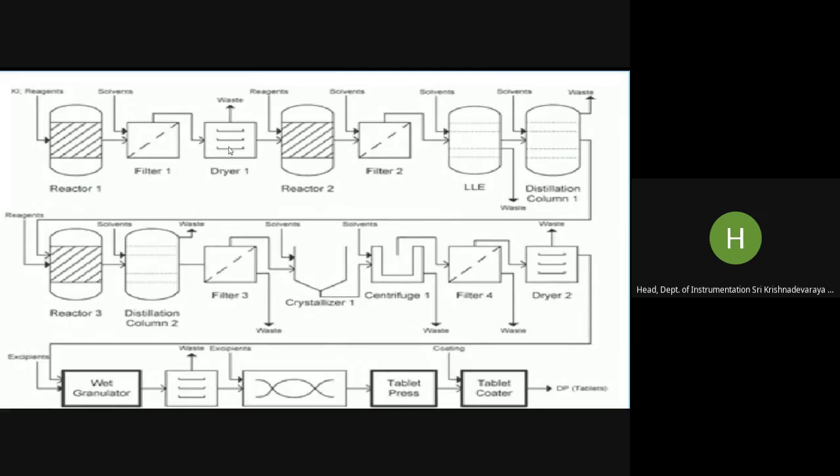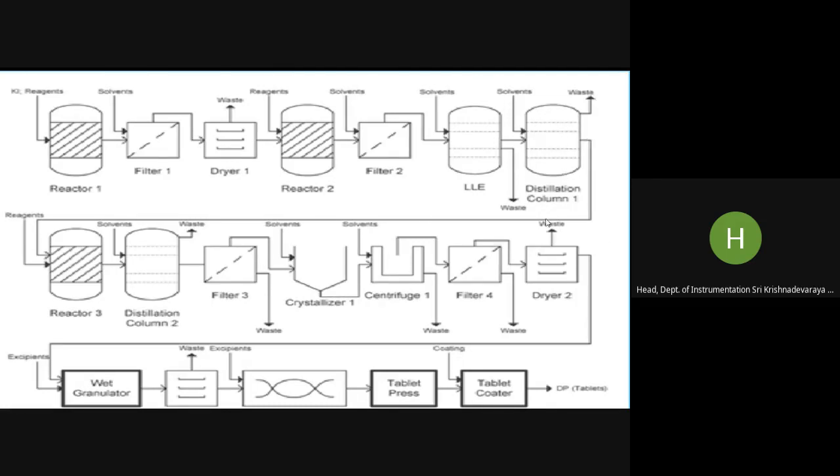The dryer is again a unit operation, a hot air chamber, where you are allowing the waste gases to go out, and the solid particles you are giving to another reactor, reactor 2, where further you are adding more reagents. Further chemical reaction takes place. The output of this is again given to another filter. Again you are adding solvents, and this output is going to an evaporator, where the waste is going out, and the output of this is given to the distillation column. You are adding solvents here, and waste is going up.